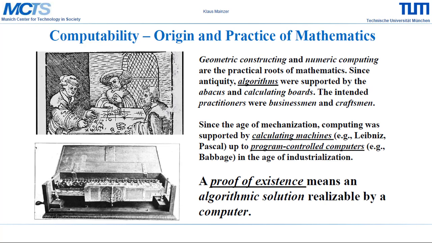For example, here on the illustrations on the left, the algorithms were supported by the abacus and calculating boards, and the intended practitioners in those times were businessmen and craftsmen. And since the age of mechanization, that means the 17th century, with, for example, Leibniz and Pascal, up to the age of industrialization, the early computers came in, and the proof of existence in that tradition means an algorithmic solution realizable by a computer.